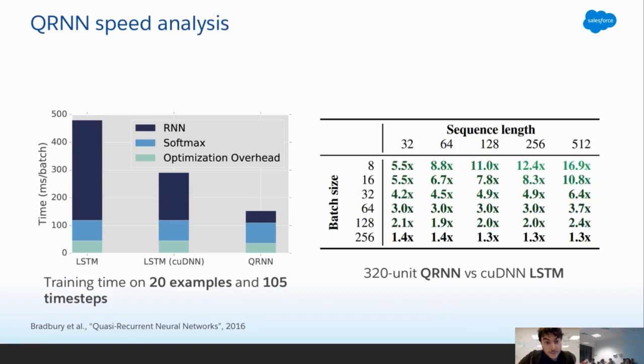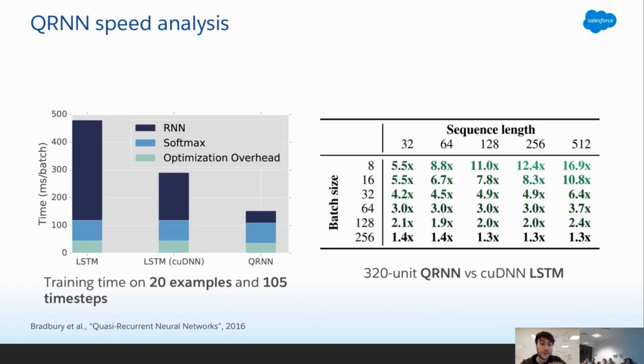So to go into more detail, we can look at exactly what parts of the model are being sped up when we use the QRNN. Here, this is the training time on 20 examples with 105 time steps. And the computation time can be split between 3 different parts. We have the recurrent layers, we have the softmax layer that is used to generate a new word, and we have the optimization overhead, which includes gradient clipping, L2 regularization, and stochastic gradient descent as well. So as expected, the softmax does not change at all because that's not the part that the QRNN replaces, but the recurrent layers are still faster than an LSTM that's implemented completely on GPUs as well.